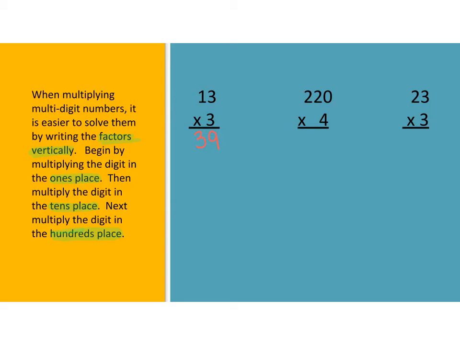Next, we're going to multiply 220 times 4. So I'm going to multiply the number on bottom, 4, by all the numbers on top in each of the place values. So we'll start with 4 times 0 in the ones place. 4 times 0 is 0. Then 4 times 2 in the tens place is 8. And 4 times 2 in the hundreds place is 8. So 220 times 4 is 880.